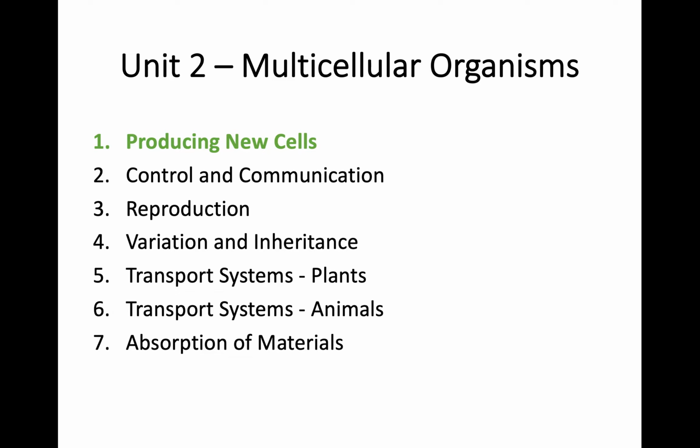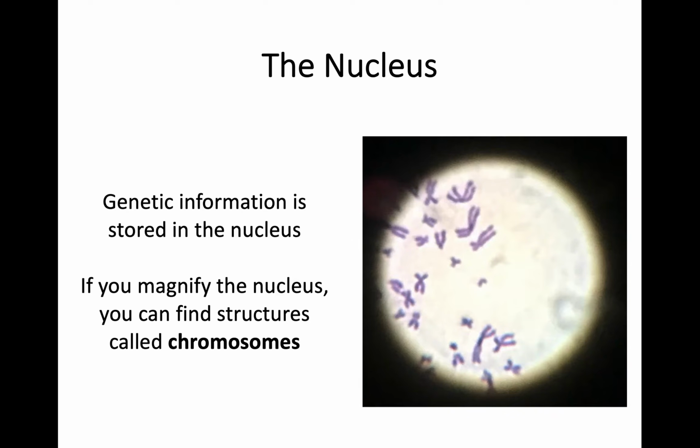Welcome to this summary video of National 5 Biology, Unit 2, Multicellular Organisms. We're going to be looking at producing new cells today. We'll start by looking at chromosomes, and you would find chromosomes if you magnified the nucleus of a cell where genetic information is found.